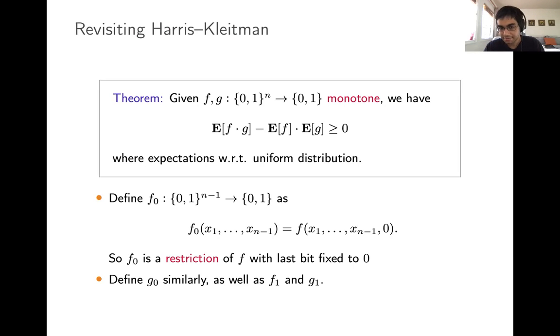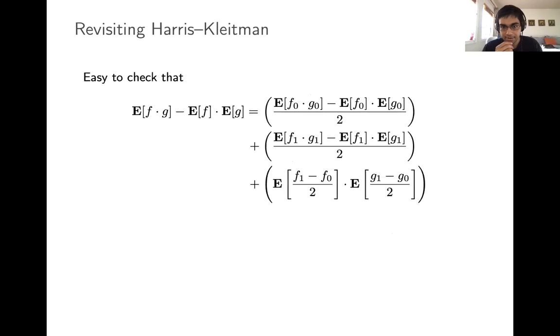Now that you've got these restricted functions, you can express this correlation between f and g in terms of these restricted functions. This is not too hard to see, and feel free to pause the video and verify this. But each of the expressions on the right-hand side is a pretty interesting quantity. In particular, the first one is nothing but half the correlation between the restricted functions f0 and g0. The second one is nothing but half the correlation between the restricted functions f1 and g1. And so if you were trying to prove Harris-Kleitman by inducting on the dimension of the hypercube n, then since these restricted functions are (n-1)-dimensional, they're going to be non-negative by the inductive hypothesis.